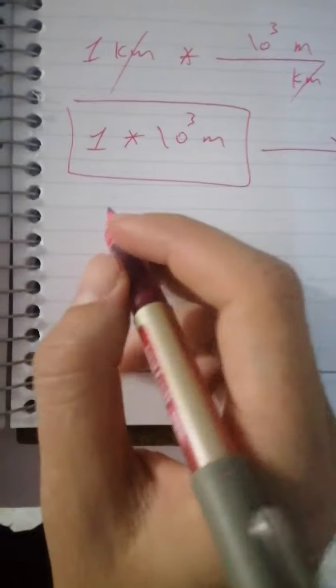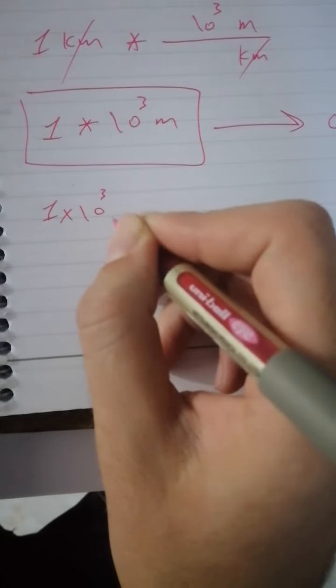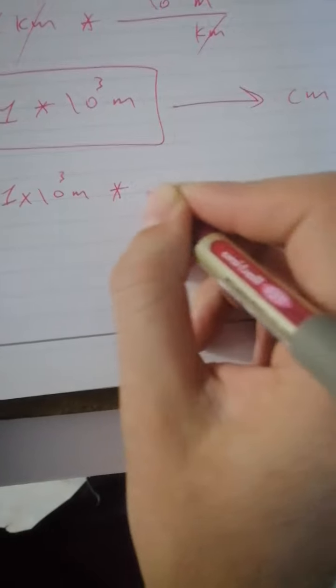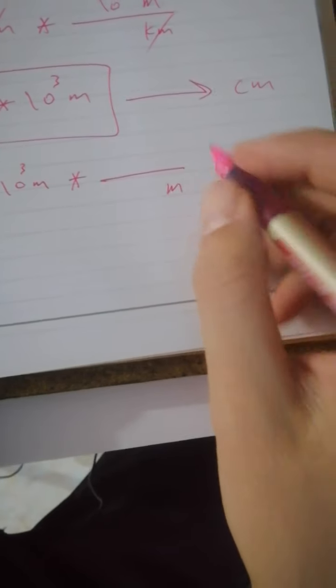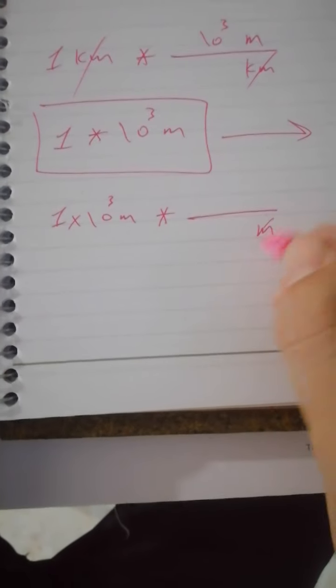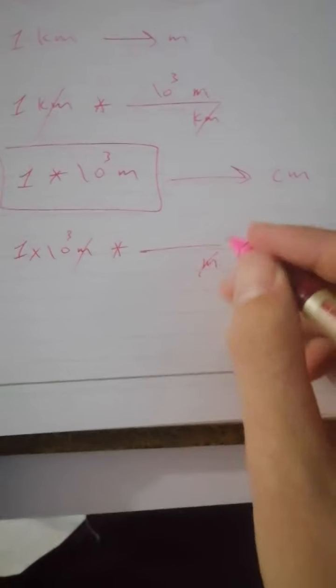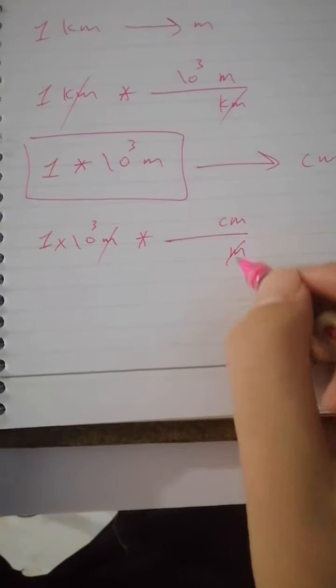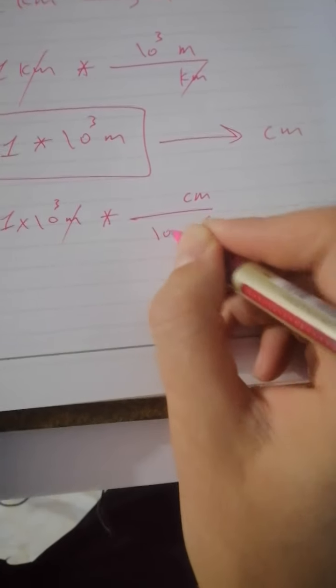First, I'll write down the input, which is 1 times 10 to the power 3 meter multiplied by the division, and the denominator should be meters. Why should it be meters? So that they can cancel each other out. And the numerator should be centimeters, of course, because that's the output. Now, which one is the single letter? Of course, meter is the single letter, so I'll write down 10 to the minus 2.